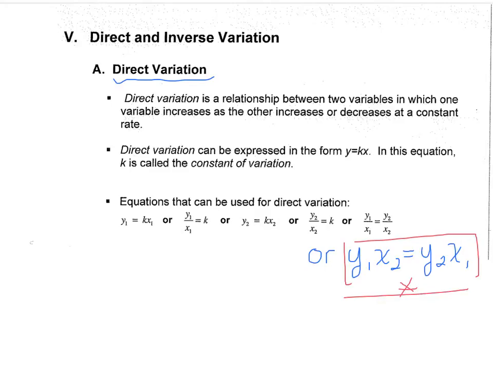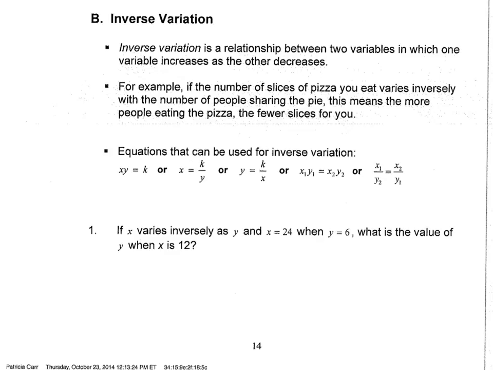All right, with that being said, let's go on to now inverse variation. Inverse variation is the relationship between two variables in which one variable increases, the other one decreases. So now this time, as the first one goes up, the second one has to go down. For example, if the number of slices of pizza you eat varies inversely with the number of people sharing the pie, this means the more people eating the pizza, the fewer slices are going to be for you. And it kind of makes sense, doesn't it?